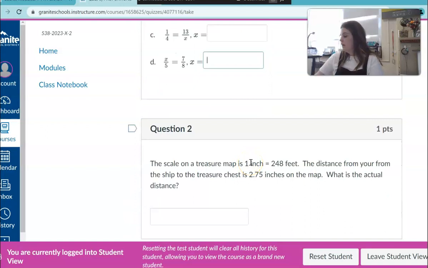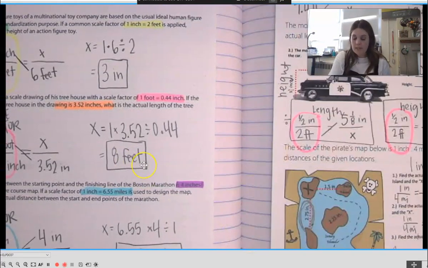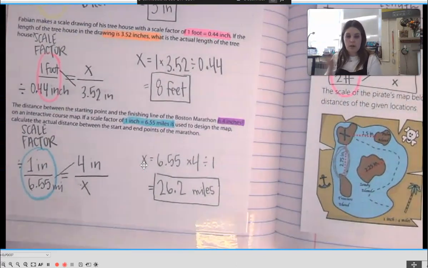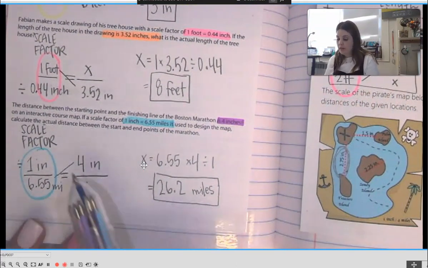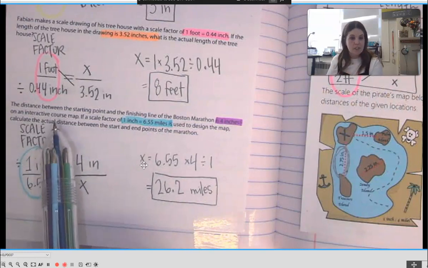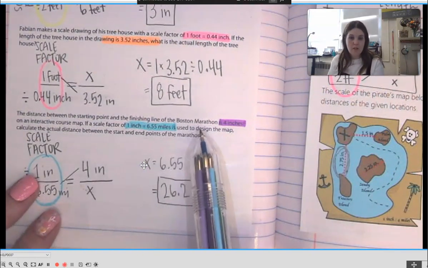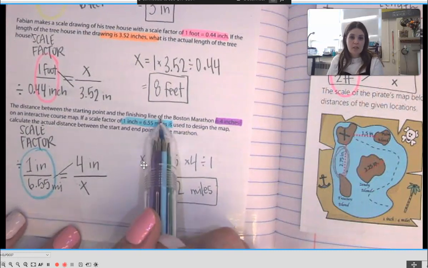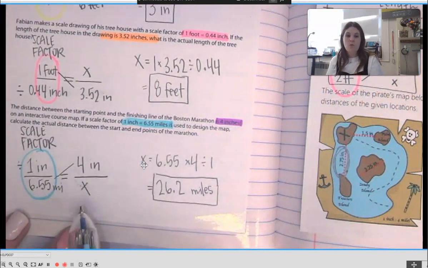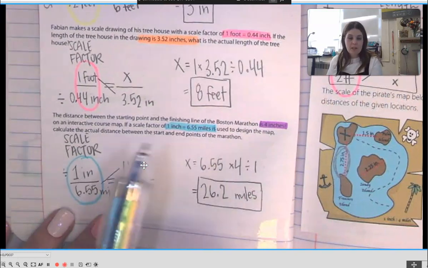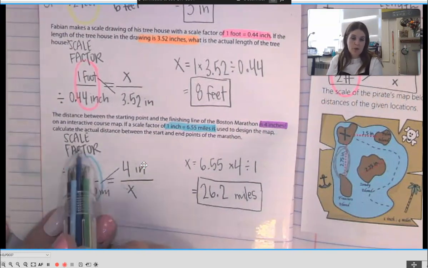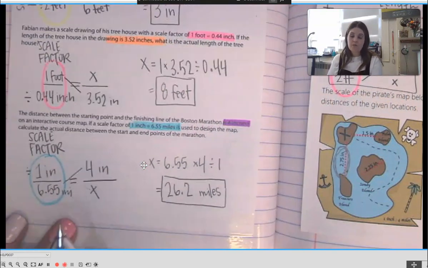Question 2, we have to hop up to our scale unit. And we did problems like this on page 108. And the one in our quiz is similar to this map one. The distance between the starting point and the finishing line of the Boston Marathon is given. If the scale is right here, then what is your actual distance? So the reminder from the notebook is that we always put our scale factor in the first ratio.